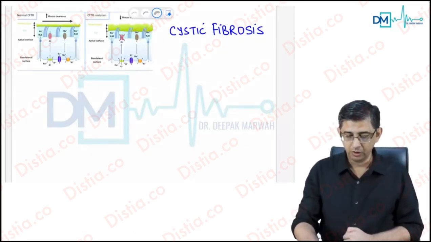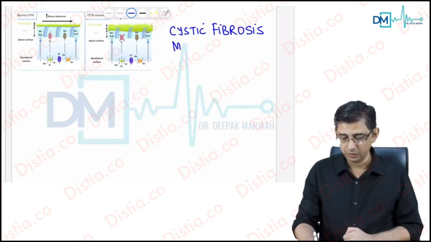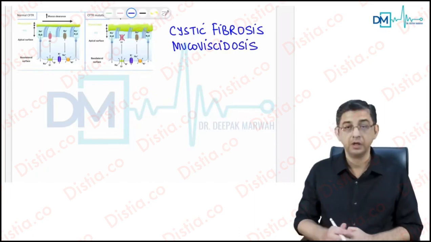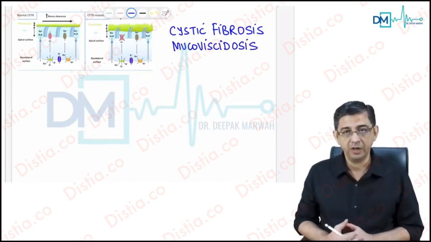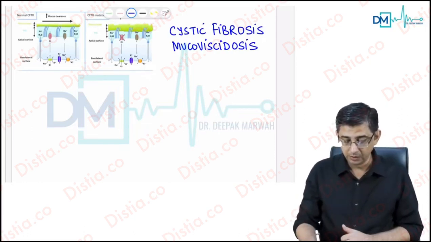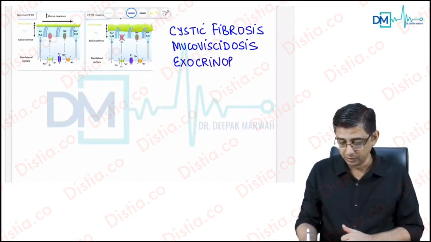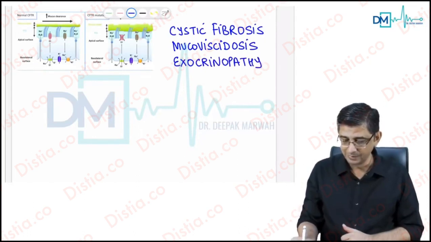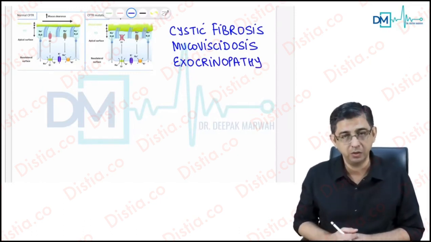It is also alternatively called mucoviscidosis, where the secretions in the body, especially those related to the pancreas, are very thick and viscid, and that contributes to myriad manifestations that I'll be explaining to you today. Now, in this condition, Harrison is using a term by the name of exocrinopathy. That is because this particular condition has a propensity to involve the exocrine glands in the body.